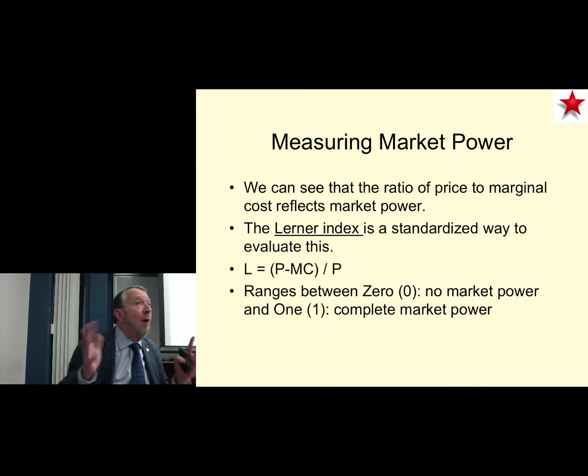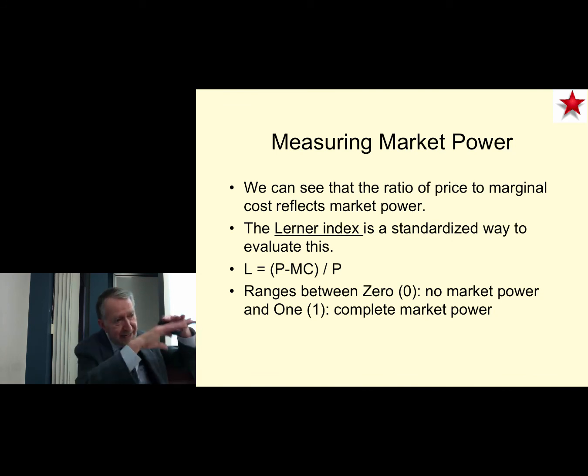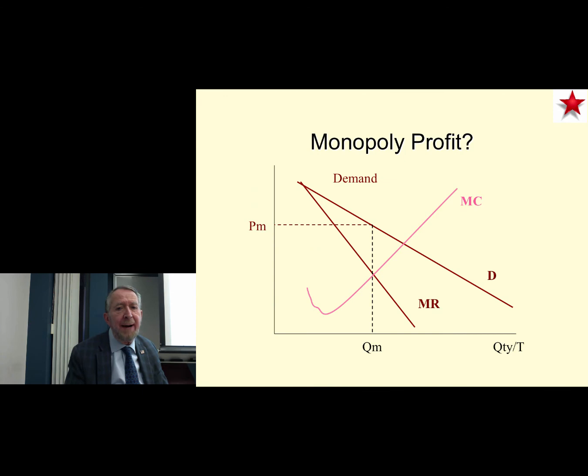And if you have no market power, then there isn't anything between price and marginal cost, so the index would be 0. If you have complete market power, which would mean marginal cost is 0, then the number you'd get would be 1. So a larger Lerner index indicates greater market power for the firm. As I pointed out to you, the fact that you are the only producer or you face a downward sloping demand curve does not guarantee profitability.